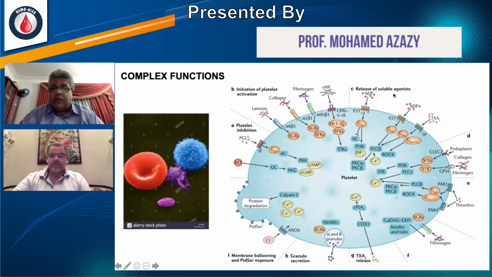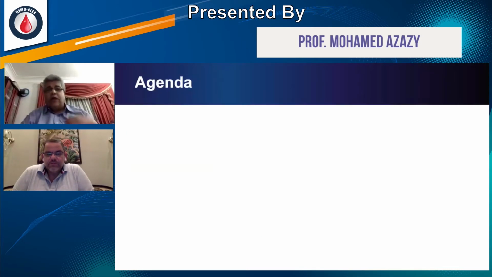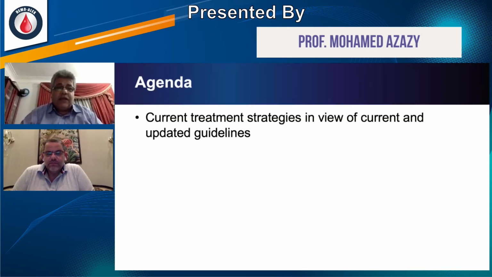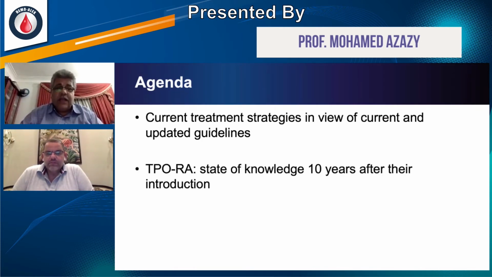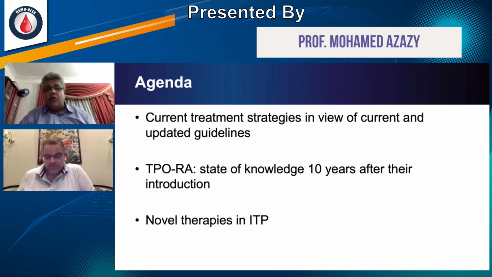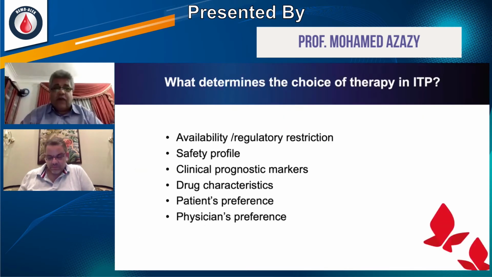This is the release process governed by ADP and the thromboxane complex. And then you go to find multiple complex functions of the platelet. Remember that those functions are very crucial to understand what we are going to talk about. My agenda is simple: current treatment strategy, recent treatment strategy, TPO, whether receptor agonist or not, state of the knowledge after 10 years of their introduction into the market, and few novel therapies in the management of ITP.